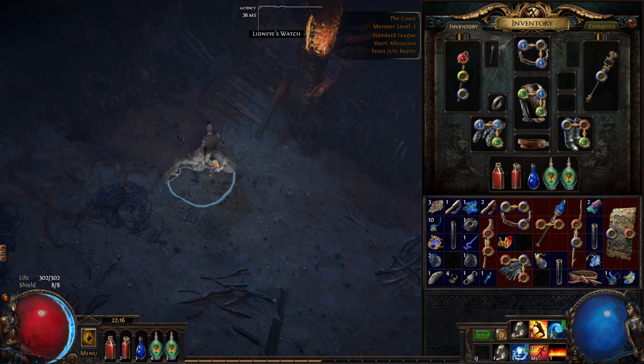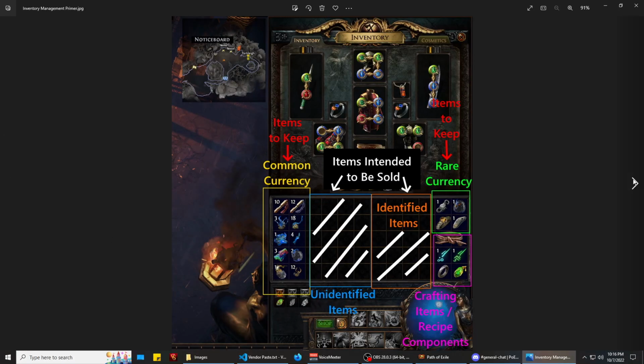So one of the first things you want to think about is having a scheme for where you put items. Now, a lot of speedrunners have a different setup than I may have, but this is how I do it. So the left two columns in my inventory, I always keep for the common currencies that you need to use during a run. I'll always have my wisdom scroll in this top left corner. I'll have my portal scrolls in the first spot of the second column here.